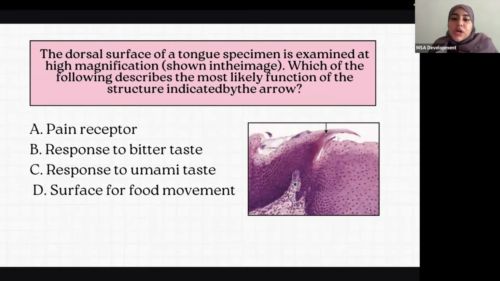The dorsal surface of the tongue, which is the part we can see, is examined at high magnification. Now, as I said before, what does this look like? And what's the purpose? I'll give you a second. D, surface for food and movement. I would have gotten really mad if you said anything else. It does not have any taste, because how many times did I stress that filiform papillae have no taste buds, so it cannot taste anything. Also, pain receptors isn't something we talked about.